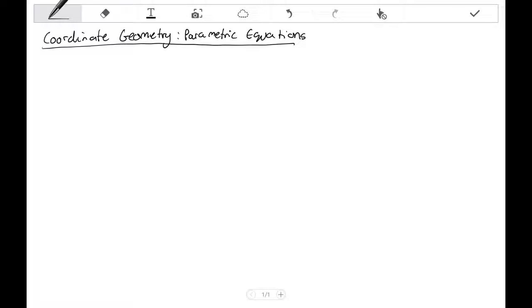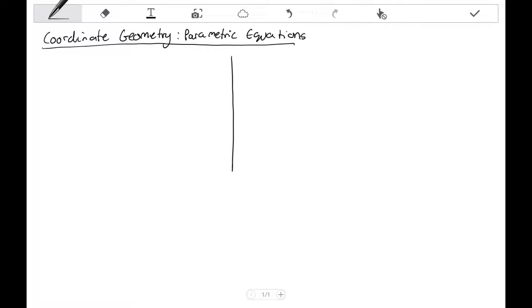So first of all, what are parametric equations? The first thing that I'm going to say is, what is a Cartesian equation? Now, a Cartesian equation is something that you are very familiar with, even if sometimes you forget what it's called. So let's look at an example to look at the difference between Cartesian equations and parametric equations.